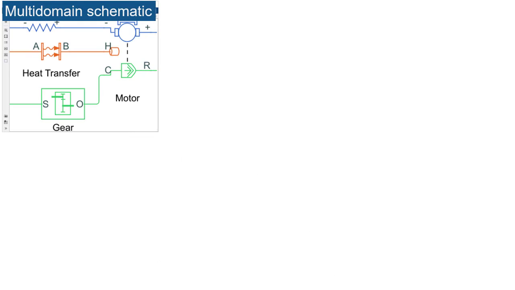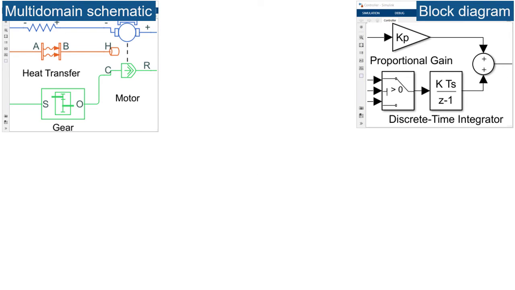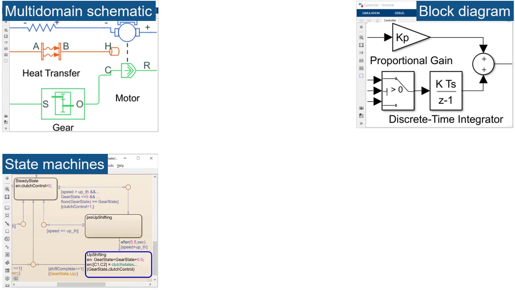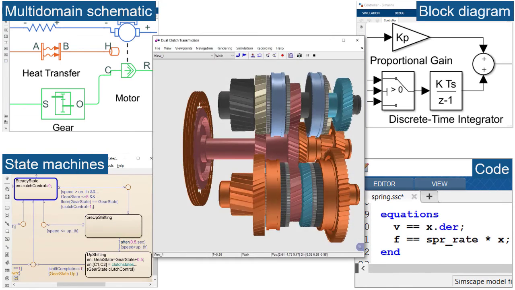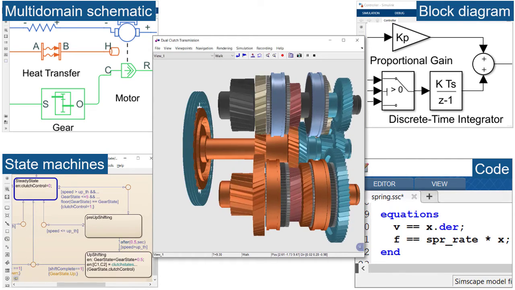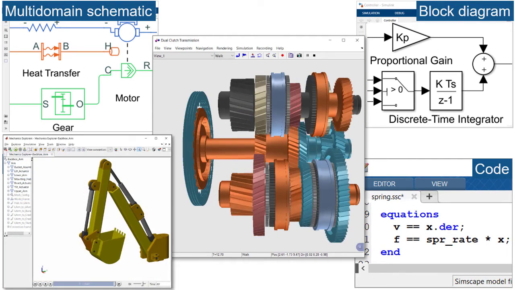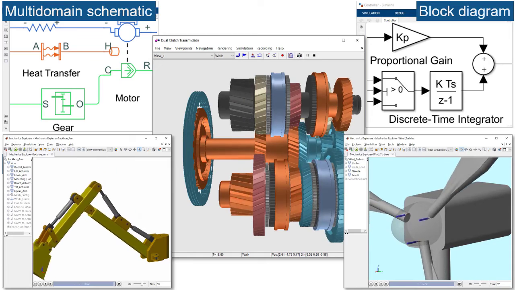Simscape battery models integrate directly with block diagrams in Simulink, state machines in Stateflow, and MATLAB functions. You can simulate your entire system in a single environment. This accelerates tasks such as designing control systems and optimizing system-level performance.